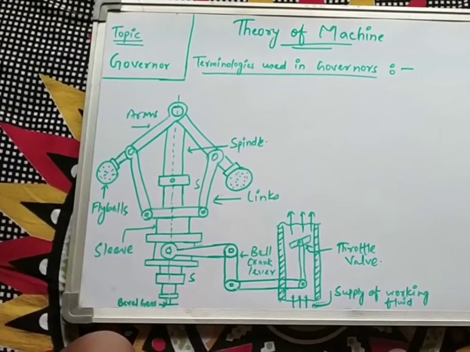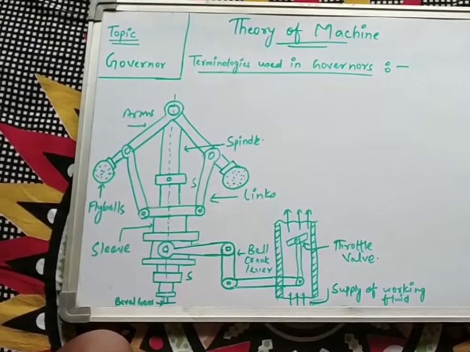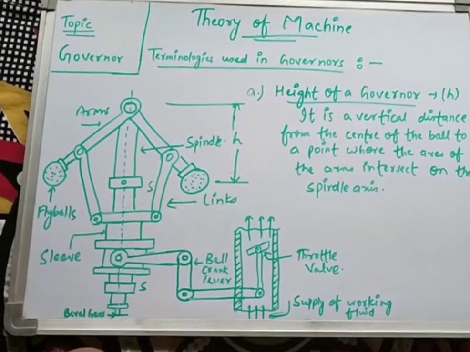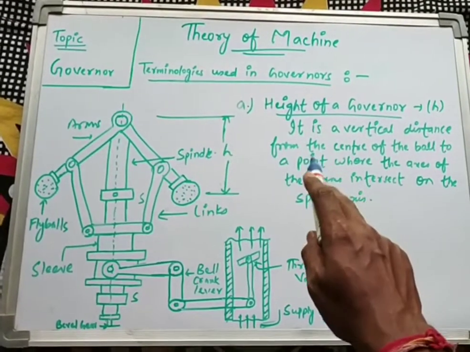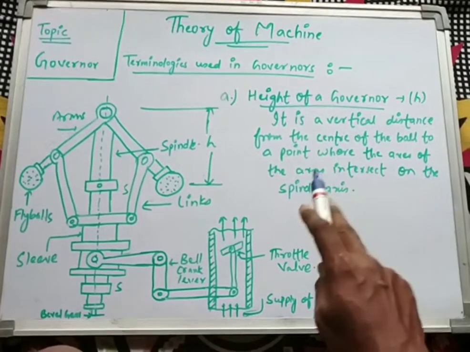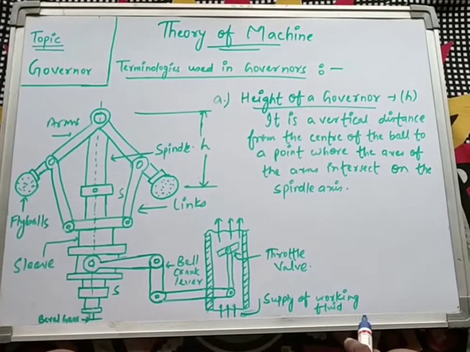So the first one is height of governor. What will be the height of the governor? Write down the definition first. It is mainly denoted by h. So what is height of governor? It is the vertical distance from the center of the ball to the point where the axis of the arms intersect on the spindle axis.